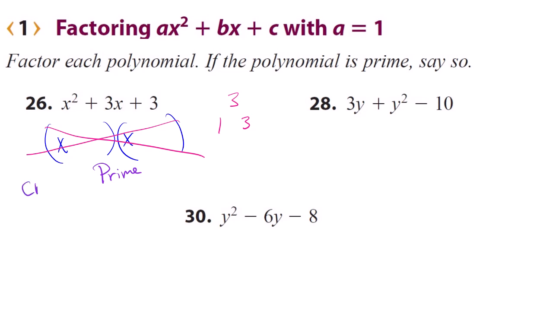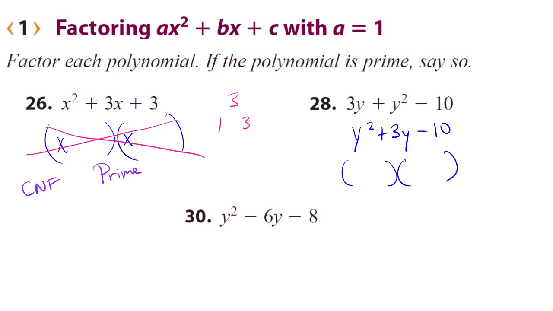Okay, so you can just say prime, or sometimes I'll have people put CNF for cannot factor. All right, so 28. So here we have to rearrange, right? We want to put the polynomial in standard form. So we're going to put the y squared first, then the 3y, then the minus 10, because that's how we're used to seeing it. And so now I'm looking for numbers I can multiply to get 10 that I can subtract to get 3.